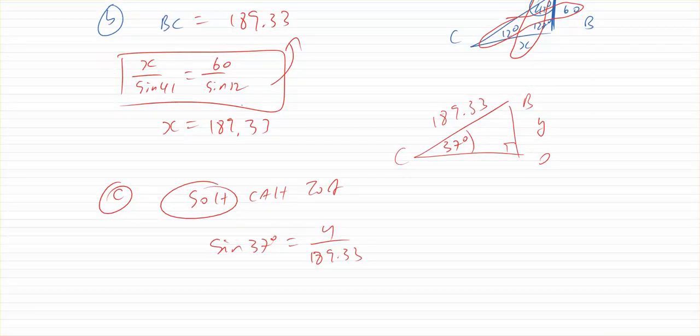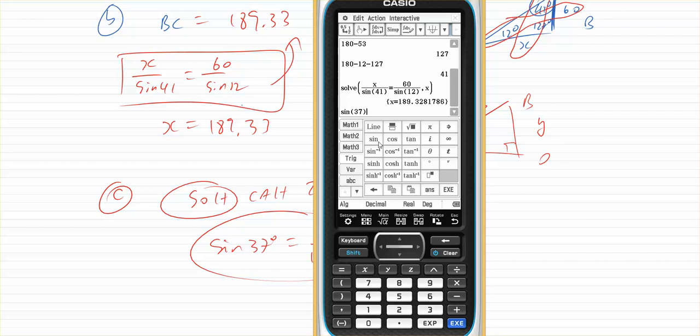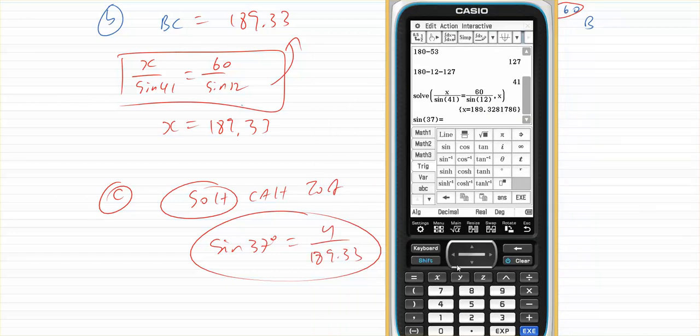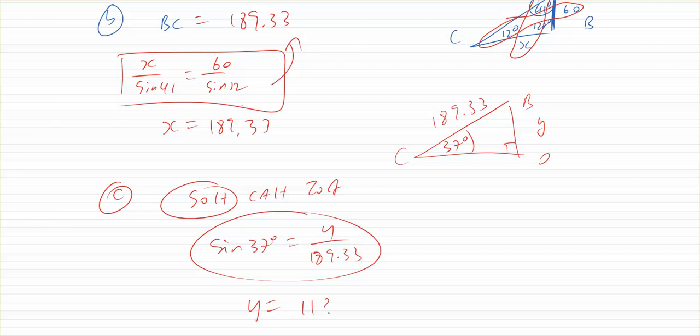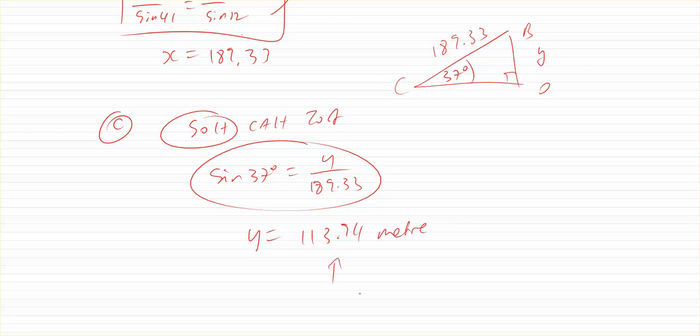Sine of 37 degrees equals y, opposite, divided by the hypotenuse. Solve for y. Sine 37 equals y divided by 189.33. Actually, I'm going to try to be really exact, so I'm going to drag and drop my previous answer onto there, so you can make sure it's really accurate. Interactive, solve for y, and I get 113.94. So my y equals 113.94. That's the height of the hill in meters.